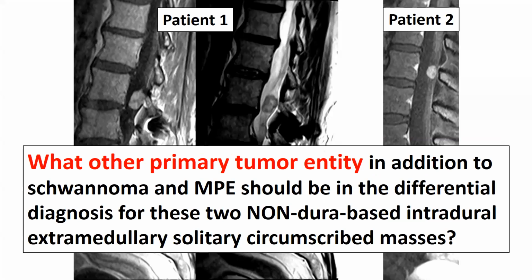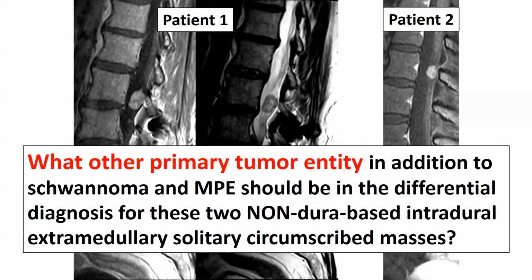Okay. Now, quick question. Dr. Harb already nailed this one from the get-go. What other primary tumor entity, in addition to schwannoma and myxopapillary ependymoma, should be in the differential diagnosis for both of these two non-dura-based intradural extramedullary solitary circumscribed masses?